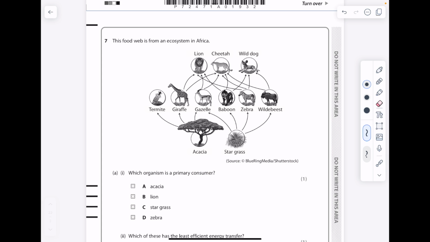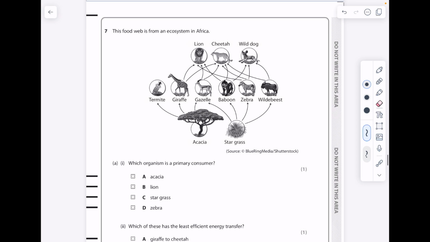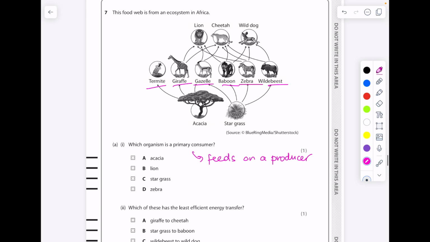This food web is from an ecosystem in Africa. Which organism is the primary consumer? So primary consumer feeds on a producer, which is something which photosynthesizes. So we're looking for anything that's coming straight up from our producer. So what do we have here? I can see that we have a zebra.